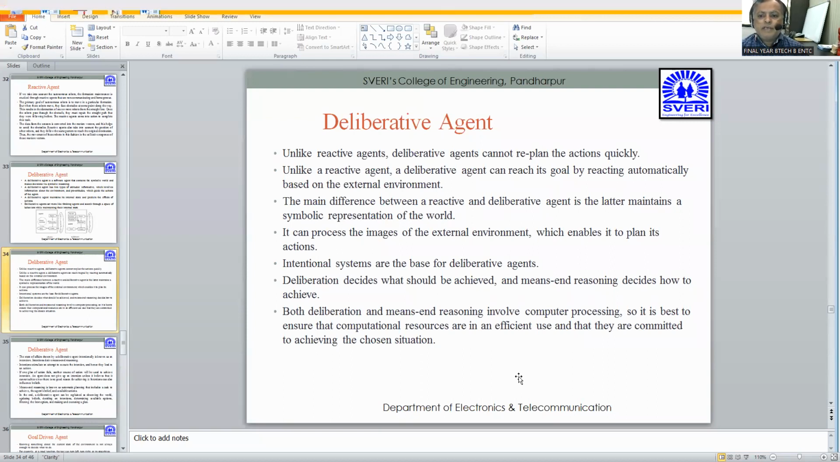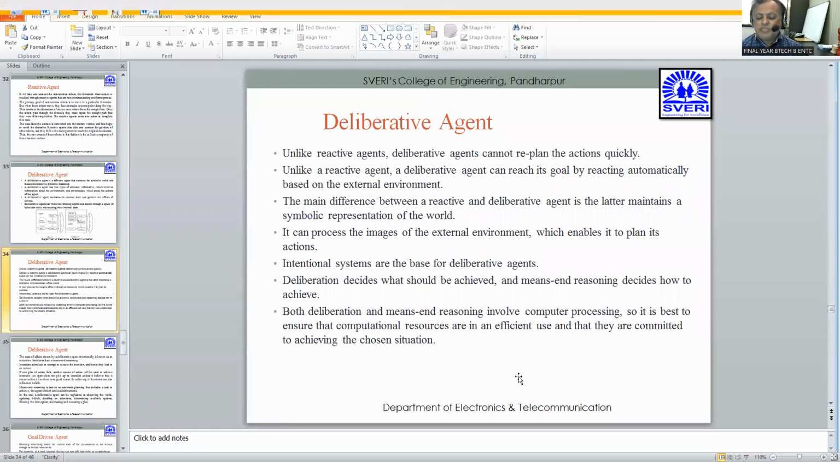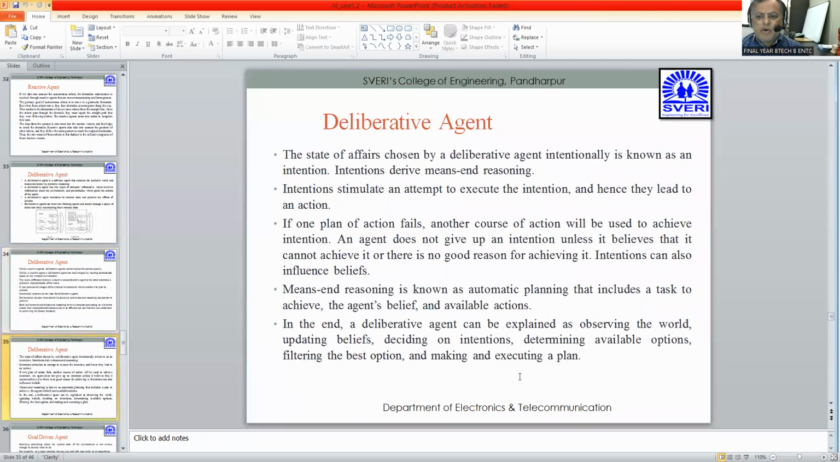Then the most important is that automatic planning is carried out in the case of deliberative, which involves computer processing, and hence you need very good and efficient computational resources to achieve the target in the chosen situation. So this is what the deliberative agent is about.